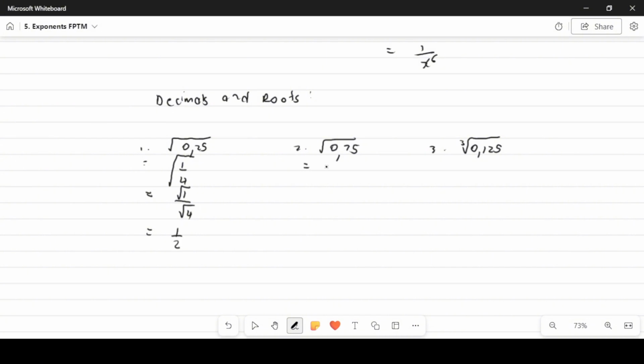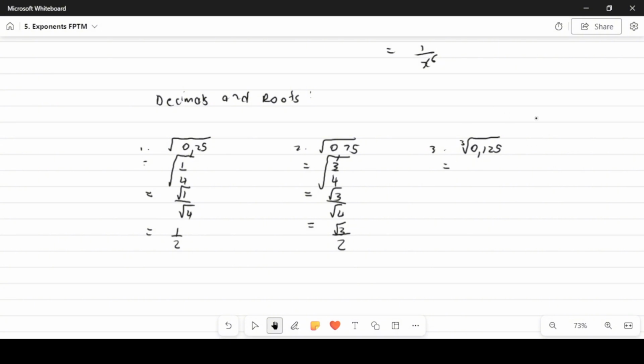Do you understand that? Again, here too, the square root of 0.75, if I put it in the radical sign, is 3 over 4. So therefore this will be root 3 over root 4, which will be the square root of 3 over 2.